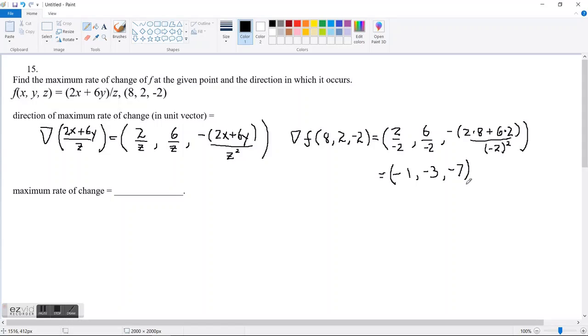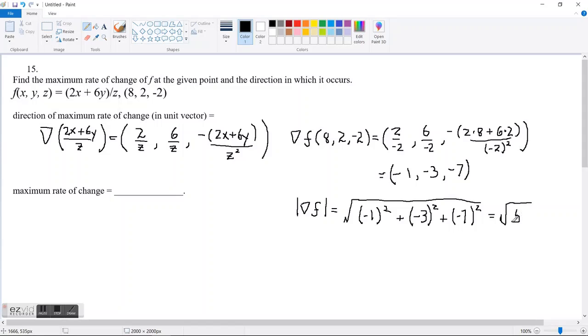Alright, so to get a unit vector we need to calculate the length of this vector, evaluated at 8, 2, negative 2, and that we do by taking the square root of the sum of the squares of the components. And that gives us the square root of 59.